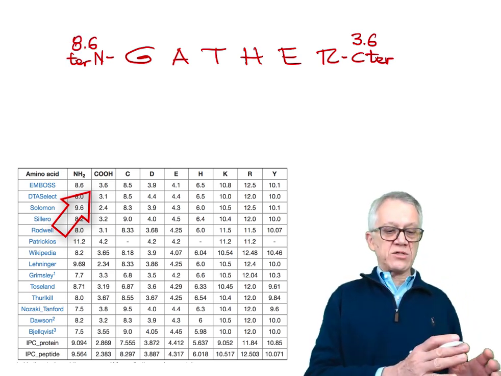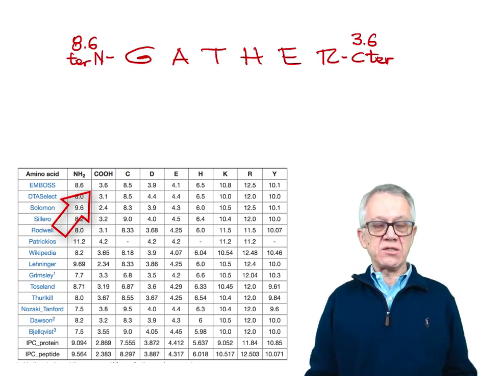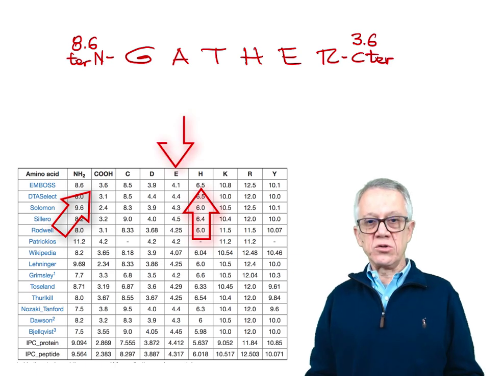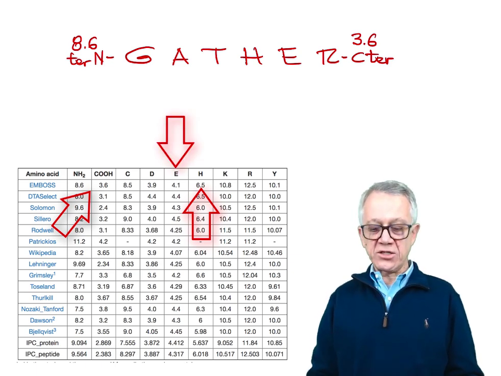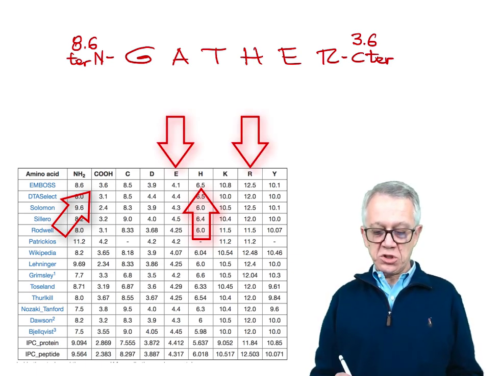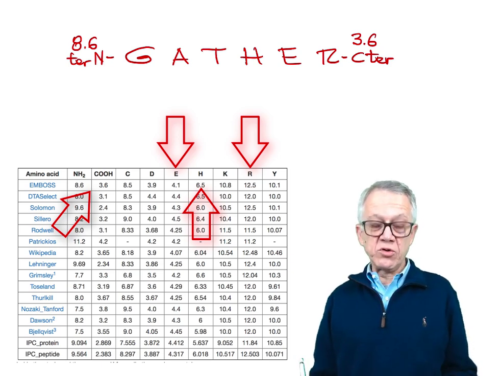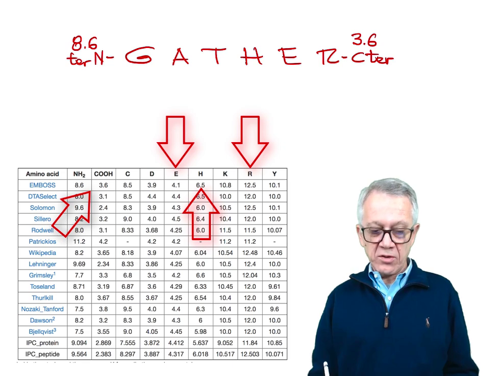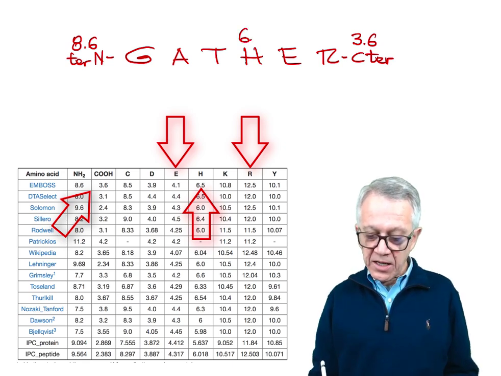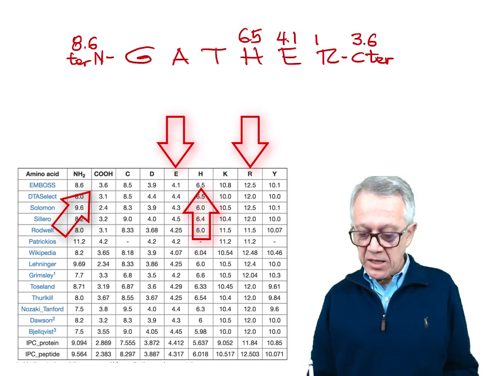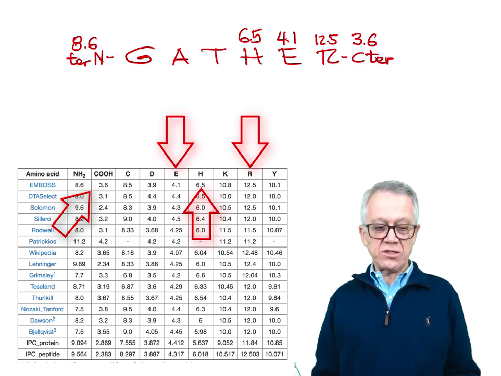Let's go back there in the table and pick up the other ones that we need, that are going to be histidine, glutamic acid, and the arginine, right? G, A, and T have no side chain that contributes to this. So we're going to get 6.5 for H, 4.1 for glutamic acid, and 12.5 for arginine.